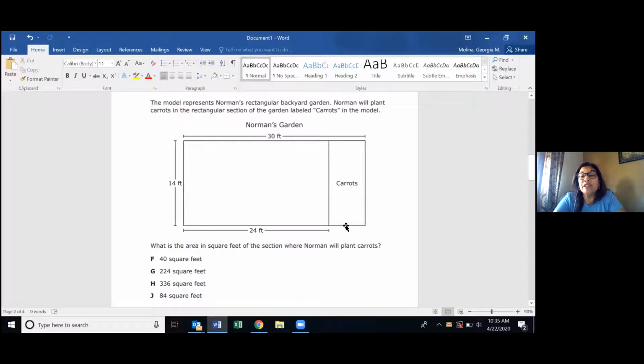We didn't know the length of the carrot, did we? So he knew that the carrot was 14 wide because it showed it all the way to the end, but it showed on this rectangle that it was 24. Good job, Diver. Good job, guys.